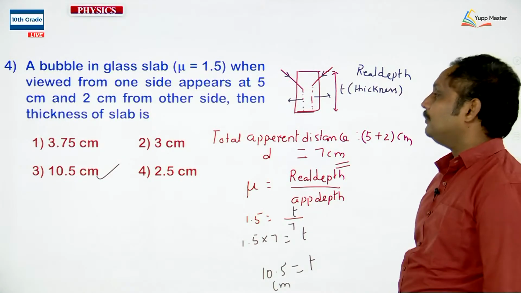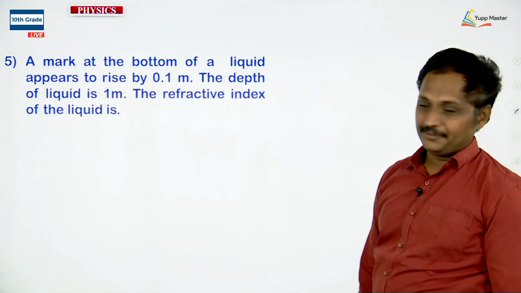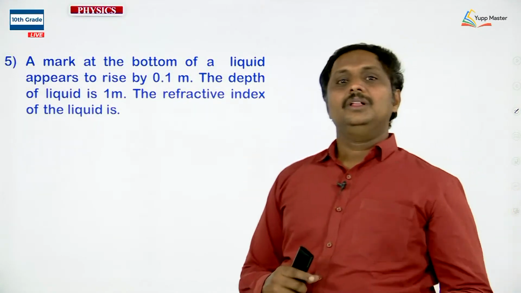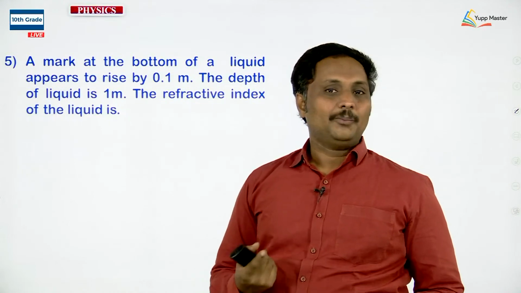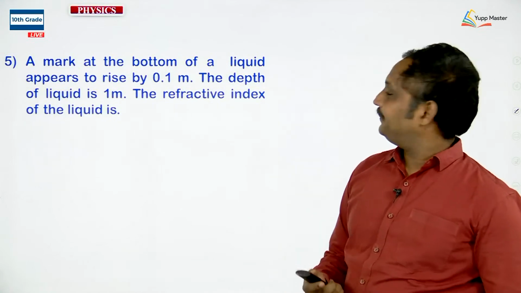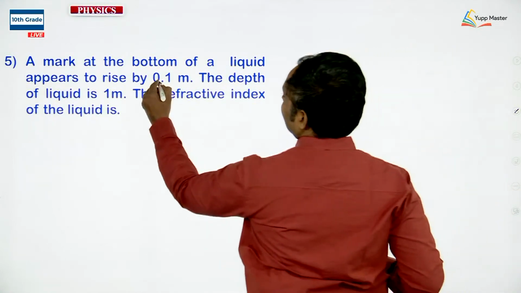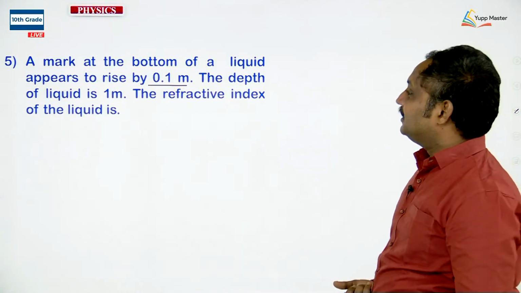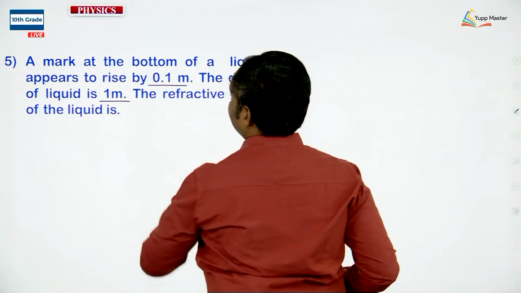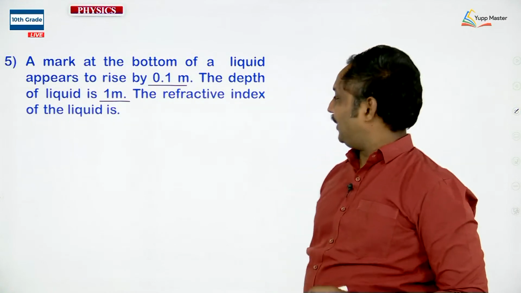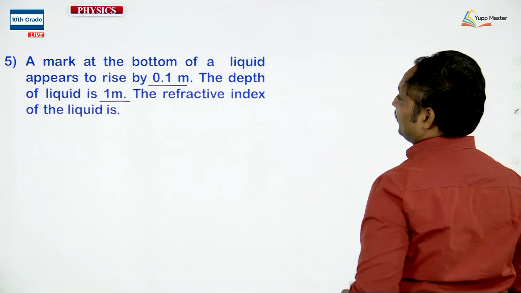Shall we go for another problem based on this model? It is a similar kind, but a different model problem related to the concept. A mark at the bottom of a liquid appears to rise by 0.1 meter. The depth of the liquid is 1 meter. You have to find the refractive index of the liquid.